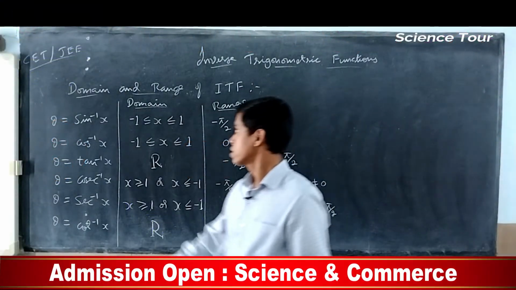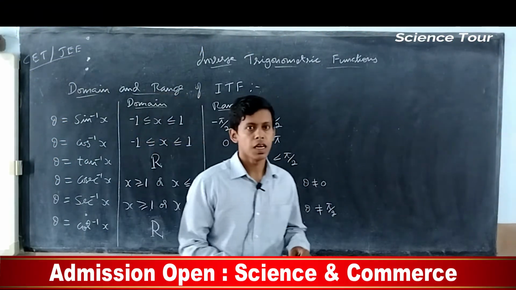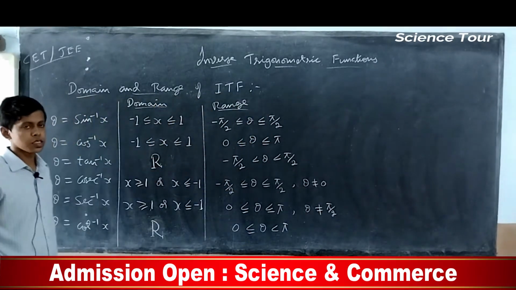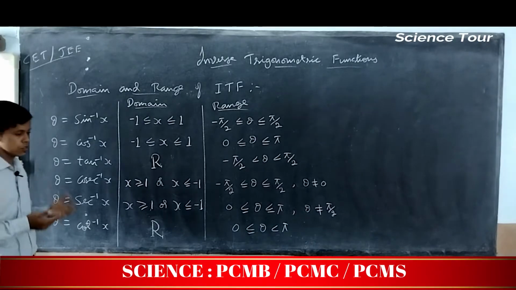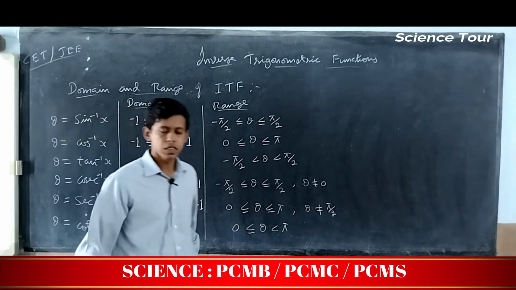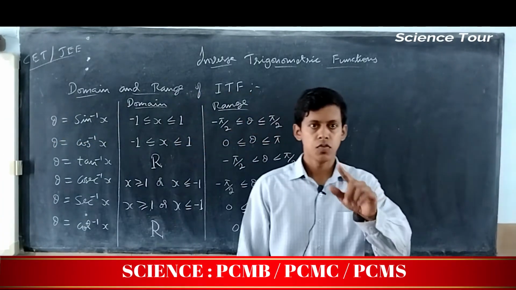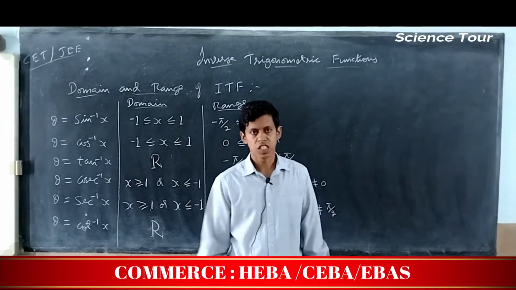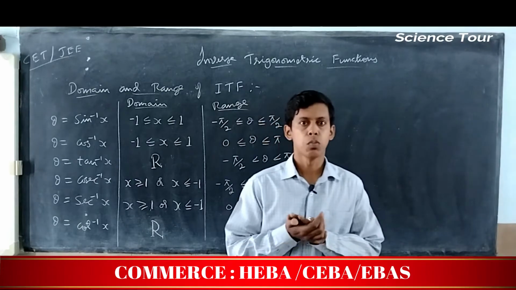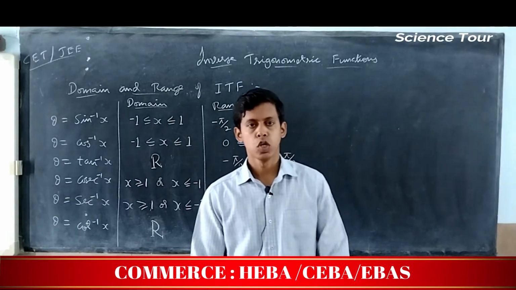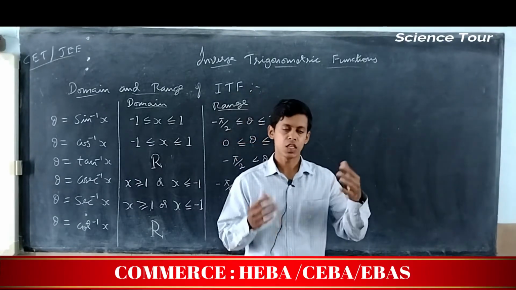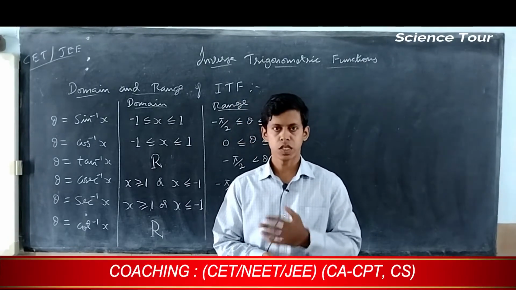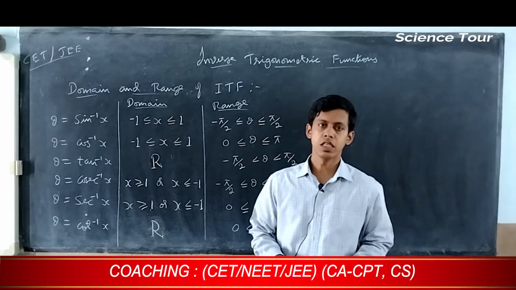Hello dear students and welcome to CET JEE classes of inverse trigonometric functions. In the previous class we have understood the existence of inverse trigonometric function. When do we say that inverse of a function exists? Only if it is both 1-1 and onto. If it is not 1-1, then you cannot find the inverse, and in the same way if it is not onto, it is not bijective, therefore you cannot find the inverse.